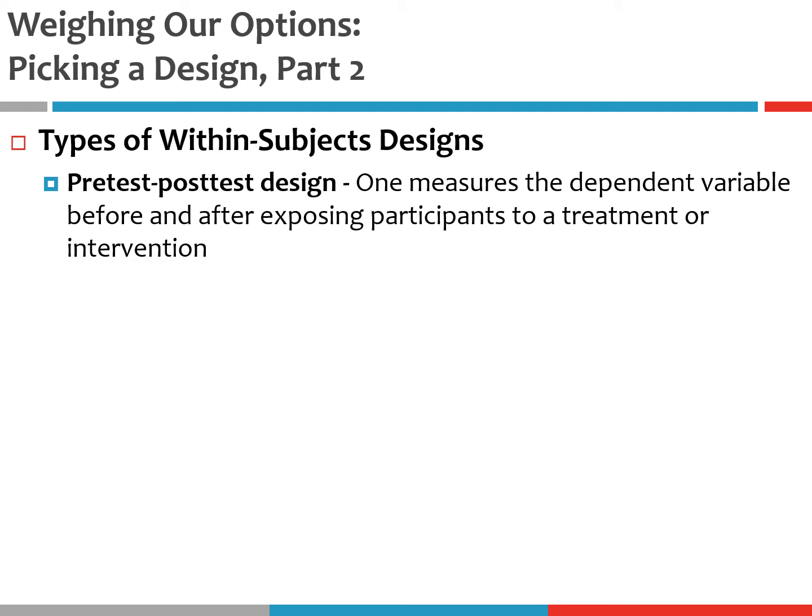Now you can have more than two groups with the same subjects. You can have as many groups as you want, but the simplest design is two groups, pre and post. Same subjects are in the pre-test group, and the same subjects then take the post-test at a later time.